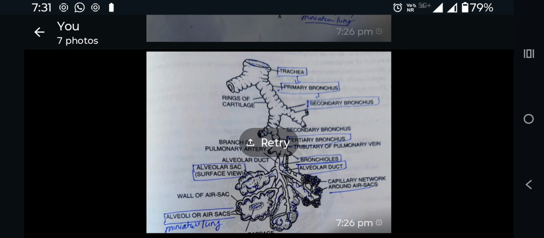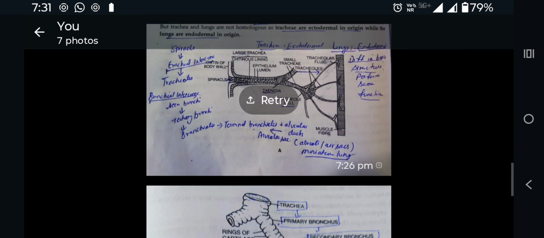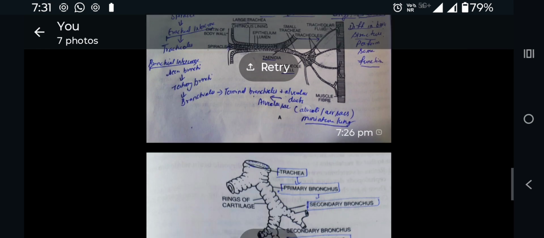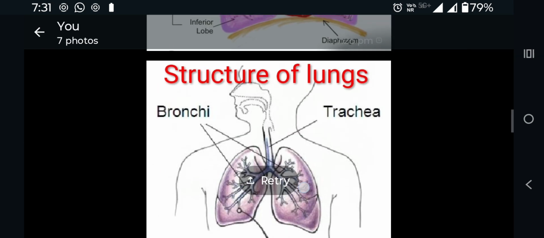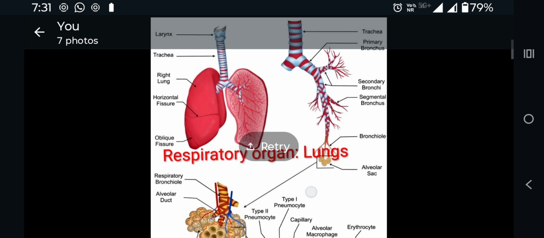So this is the structure of the respiratory system in the case of lungs. These are beautifully designed structures, the tracheal system and the pulmonary system. These are very good examples of analogous organs of the respiratory system in insects and in human beings. So you can narrate this example in analogous organs.